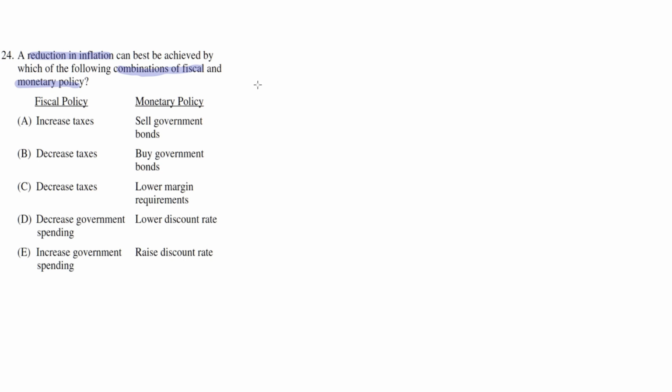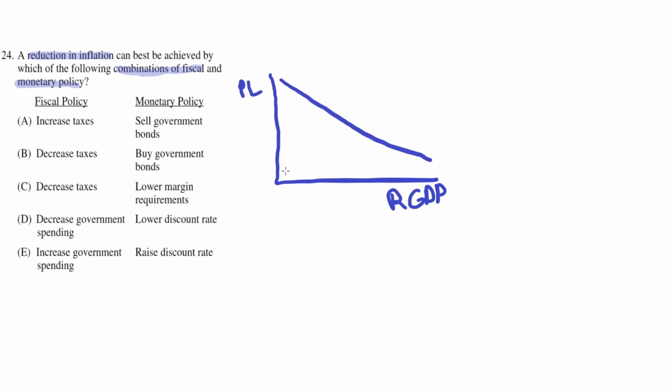So the first curve is the aggregate demand and the aggregate supply curve, where the x-axis represents the real GDP, and the y-axis represents the price level. And this curve has two lines. The upward sloping line represents the short-run aggregate supply, and the downward sloping curve represents the aggregate demand.